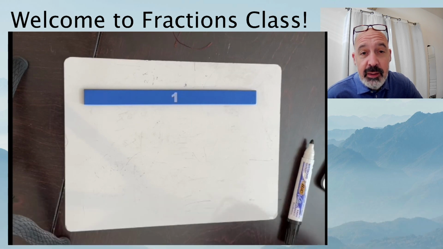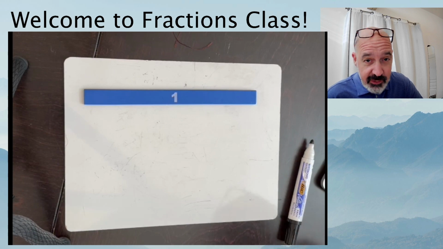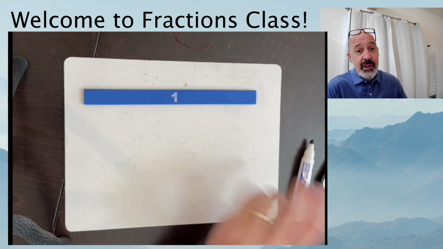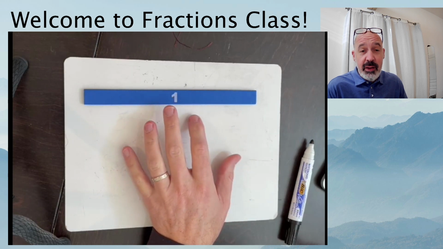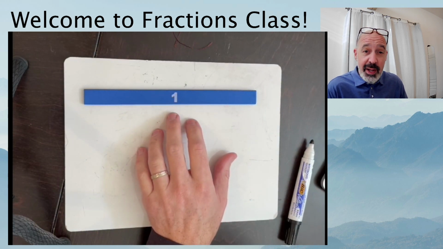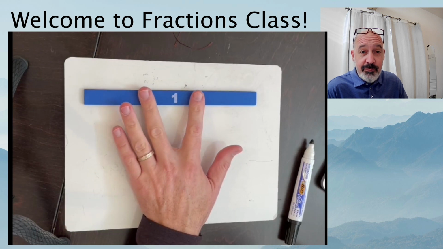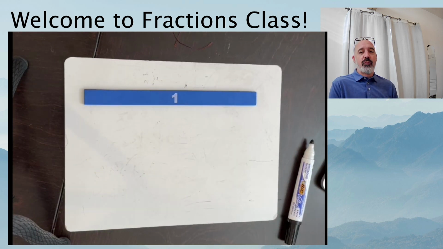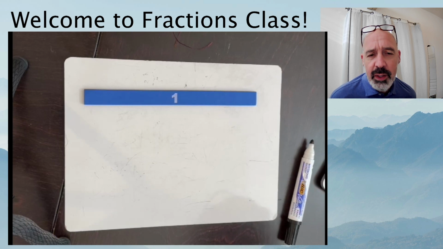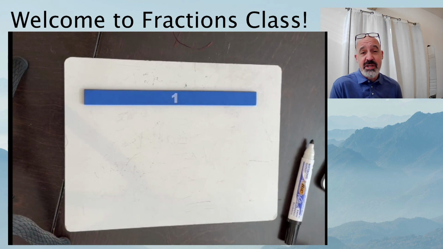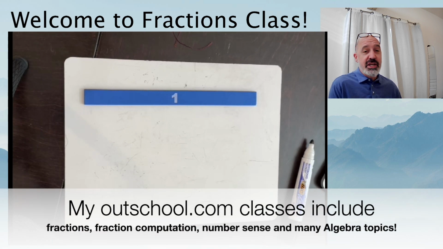Well, today we're going to talk about fractions. And as you can see, well, you can't see it, but we're going to learn a lot about fractions today. Even though this first thing that we're looking at is the number 1. Why do you think I would have the number 1 when this is a fractions class? What do you guys think is the relationship between 1 and a fraction?